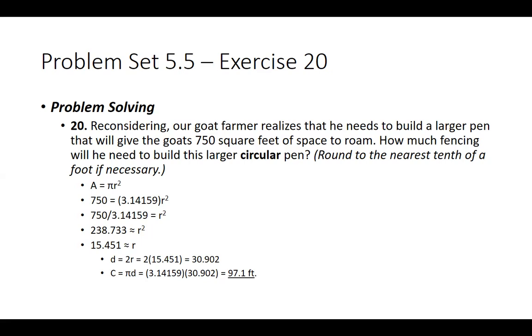In order to find circumference, we need the diameter. The diameter is 2 times the radius, which is 2 times 15.451, which is 30.902. So plugging into circumference equals pi times diameter, the circumference would be 3.14159 times 30.902. And that rounded to the nearest tenth of a foot is 97.1 feet. So he'll need 97.1 feet of fencing.